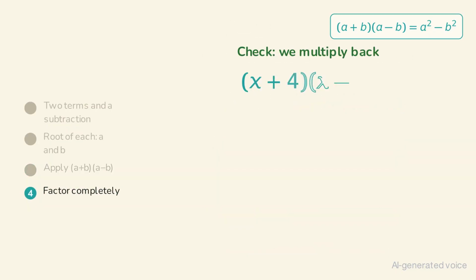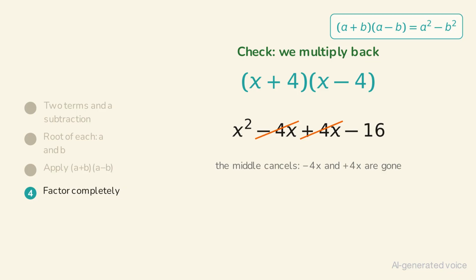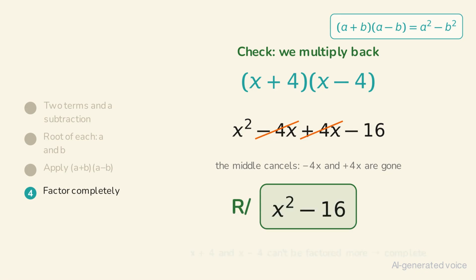Let's check by multiplying back. X times x is x squared, x times minus 4 gives minus 4x, 4 times x gives plus 4x, and 4 times minus 4 gives minus 16. And here's the beauty, the two middle terms, minus 4x and plus 4x, are opposites, so they cancel and vanish. That's why order and signs matter so much. One goes with a plus and the other with a minus, so the middle one goes away. We're left with x squared minus 16, the original. And since x plus 4 and x minus 4 can no longer be factored, the factoring is complete.